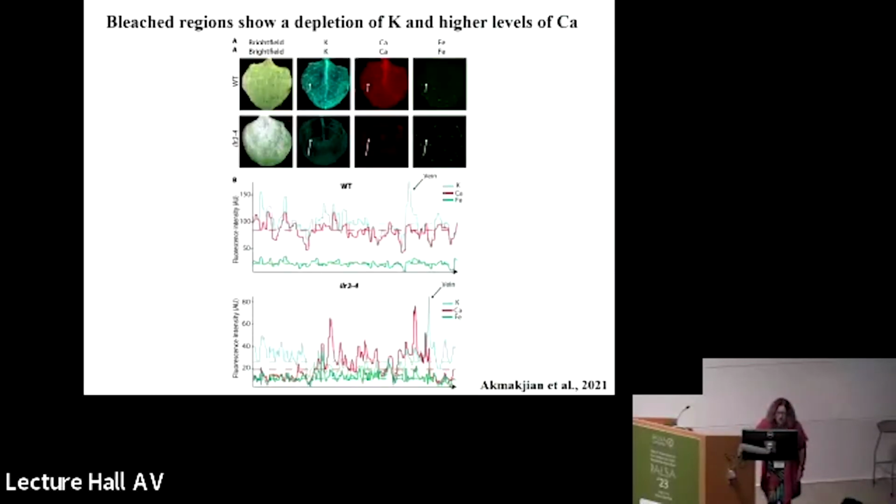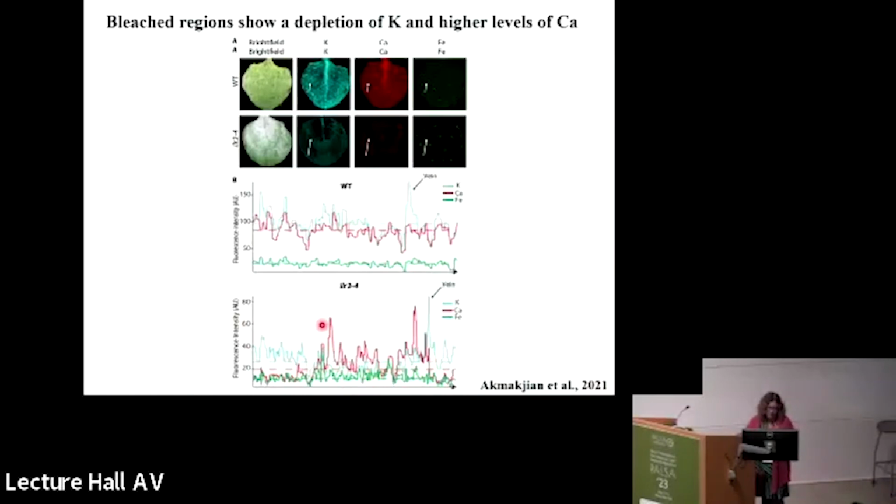This image is the one that was actually in the paper. It's not so easy to see up here in the images. This is potassium, calcium, and iron. We were interested in what was going on in the bleach sectors of these leaves. And so down here, I've just done arbitrary fluorescence units across the arrow, going from the bottom of the arrow to the top. What you can see is when we're in a green area, we have relatively high levels of potassium, low levels of calcium. But then when we get into a bleached area, now we have low levels of potassium, high levels of calcium.